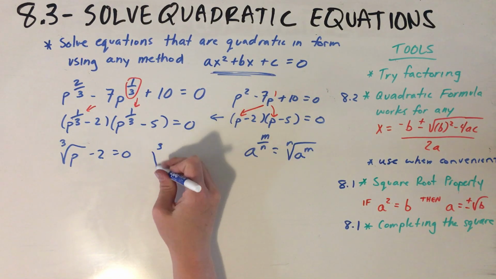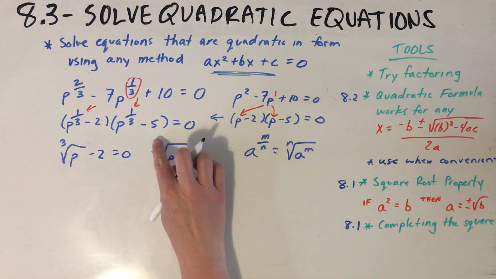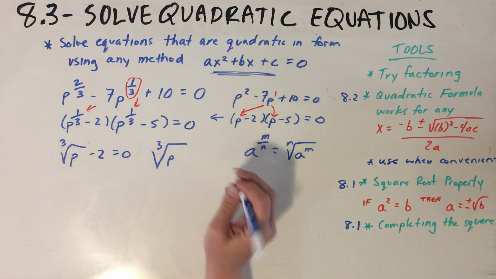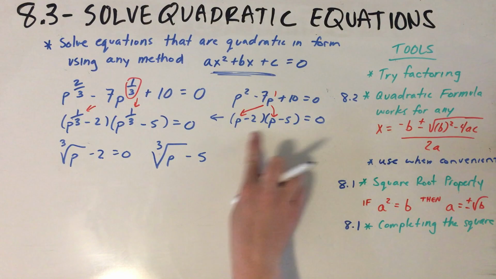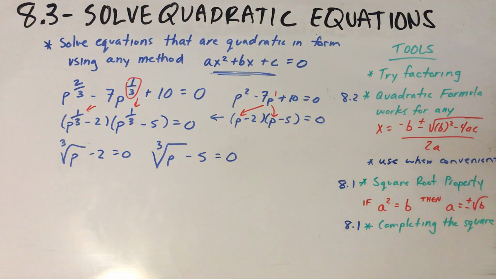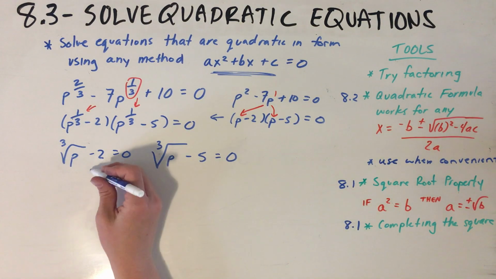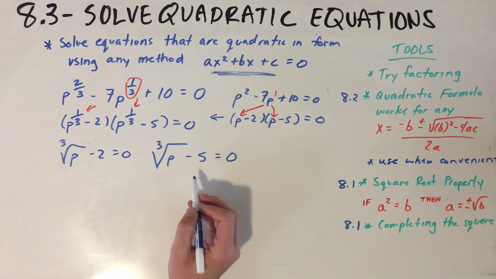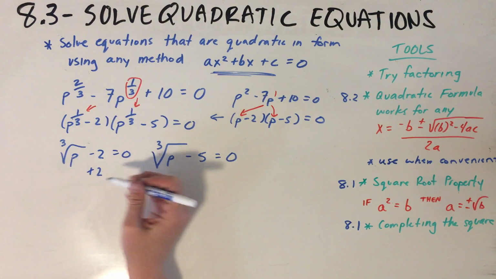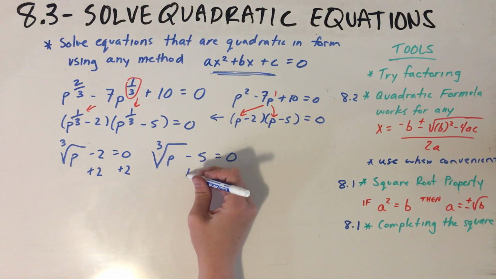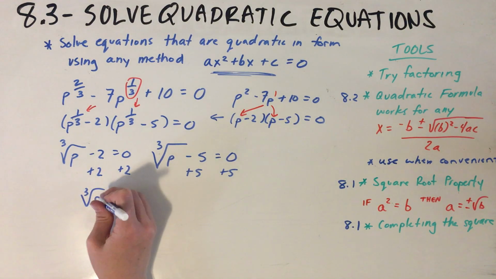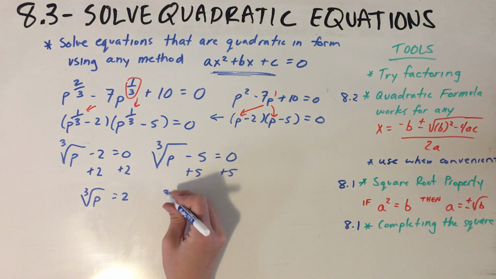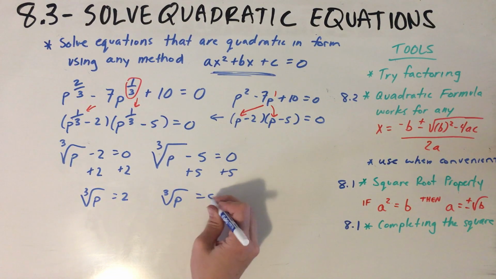And then I've got the cubed root of p right here, minus 5, and I'm going to set that equal to 0. Now I'm going to proceed solving these problems. How to solve a radical equation is in chapter 7, solving radical equations, so you can review that video if you would like. But I've got the cubed root of p is going to be equal to 2, and the cubed root of p is going to be equal to 5.